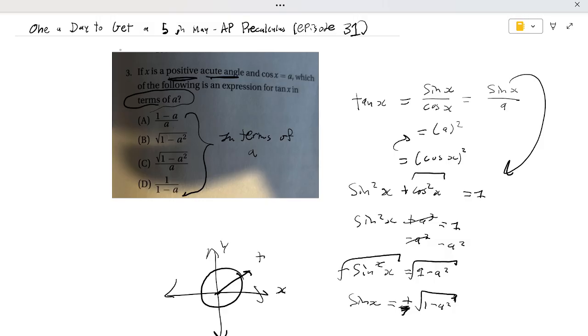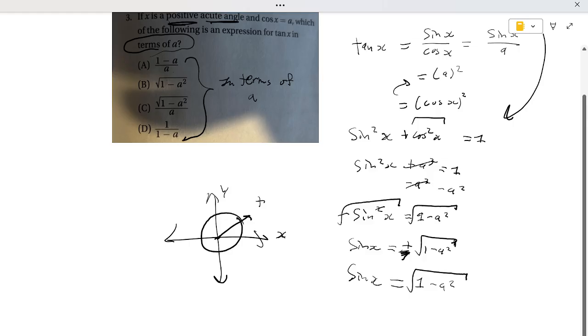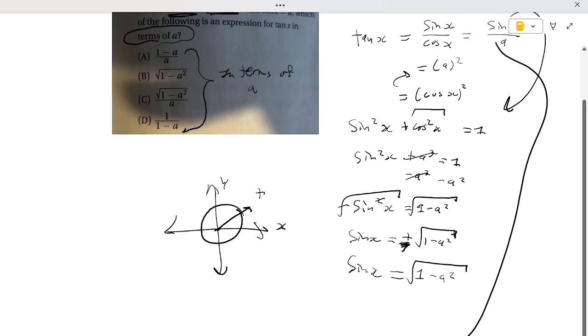So we know that because x is a positive acute angle, we only take the positive for sine. So we have an expression for sine x that's positive. I can just omit that because it's implied. Sine of x is the square root of 1 minus a squared. So let's just sub this back in. That's the square root of 1 minus a squared over a, which is answer choice C.